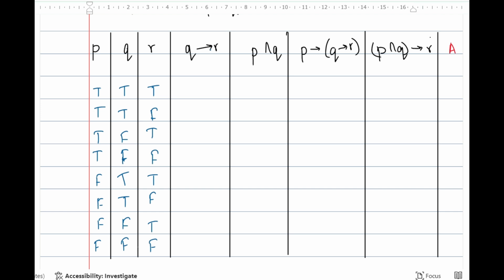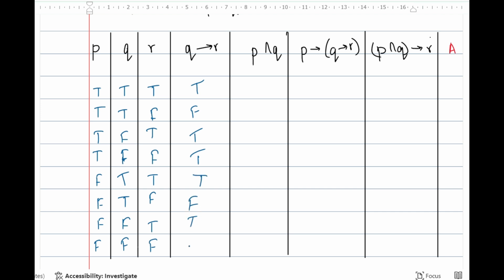ओके, सो पहले वी विल गो फ्रॉम Q to R. सो T to T, T, T to F, F, F to T, T, F to F, T. अभी यही चारों केसेस नीचे फिर से रिपीट हो जाएंगे, बिकॉज एज यू कैन सी सिर्फ P है जो सारे में चेंज हो रहा है. सो Q R जब तक सेम है तब तक तो सेम ही है.